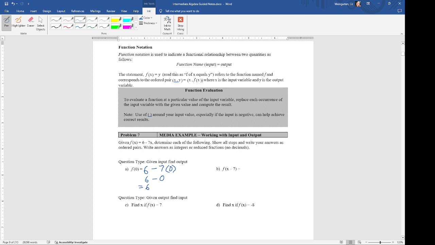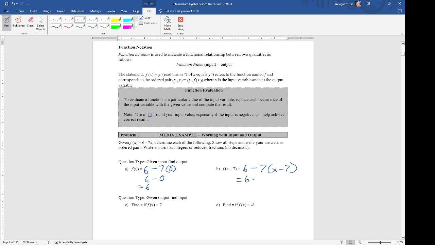Now we have an x minus 7 in here. Don't let that scare you. You are simply going to replace every x with x minus 7. I like to put them in the parentheses so I don't forget to distribute anything. So f of x minus 7, we get 6 minus 7 times x minus 7. So yeah, I just replaced that x with x minus 7.